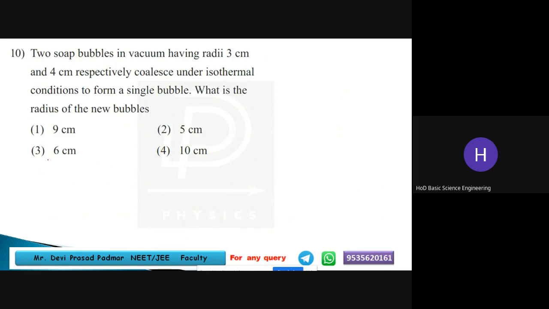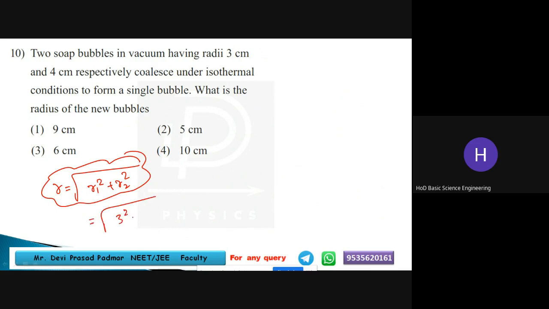So bubble. Two soap bubbles in vacuum having radii 3 centimeter and 4 centimeter, they coalesce. So in such case, direct formula: the radius of the new bubble will be equal to the square root of R1 square plus R2 square. Shortcut formula. Please remember this shortcut formula. So what do you get? 3 square plus 4 square, so 5 centimeter you will get.